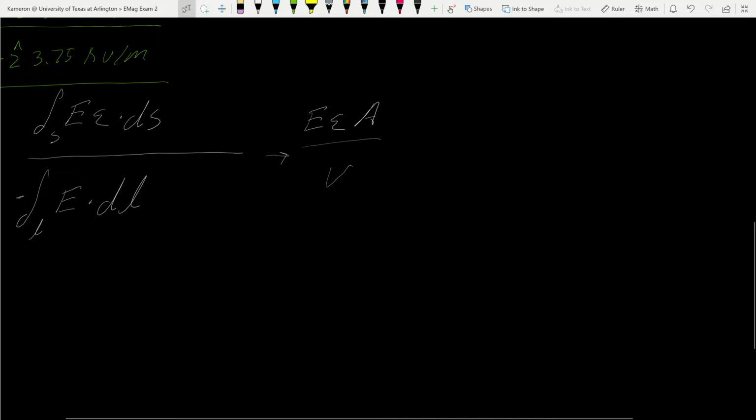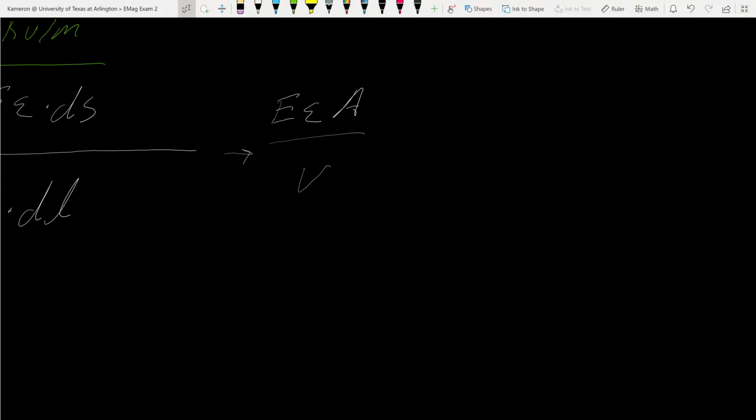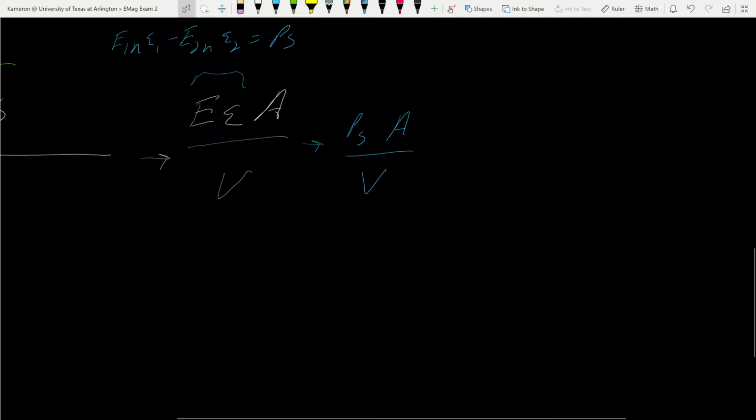Something we know from the boundary conditions, questions in two and in part one of this, remember we had equations, E1 of N, E1, then epsilon 2 equals rho of s. That's essentially what's going on right here. So this can be rewritten as surface charge times area over voltage. And this should be something you can work with.